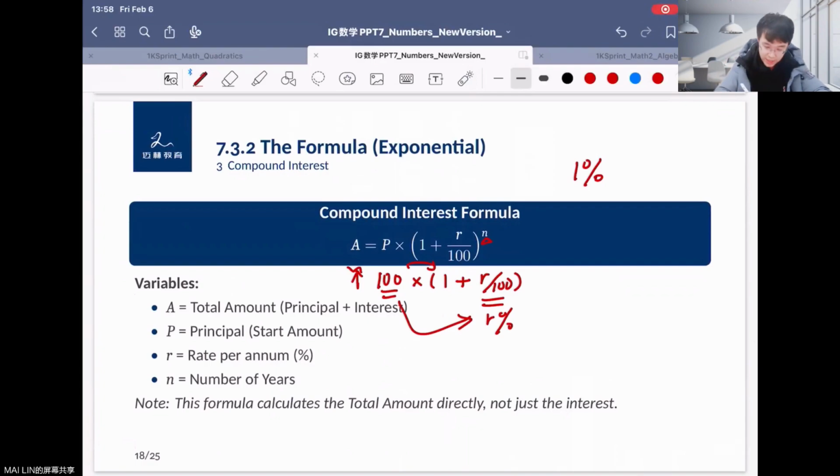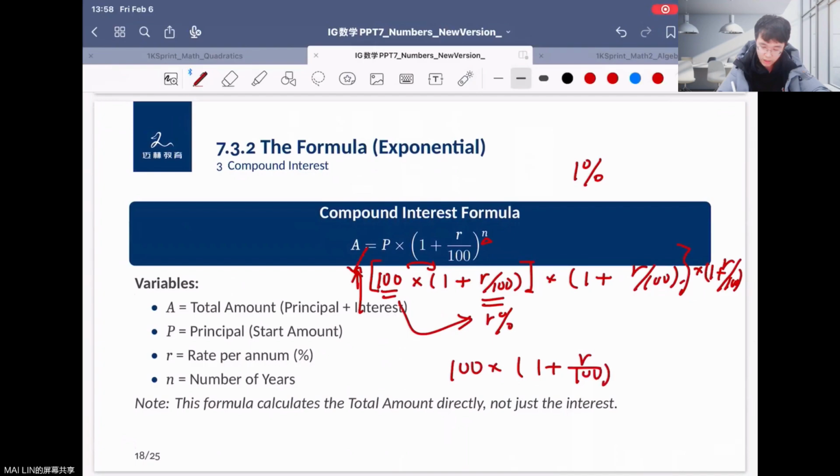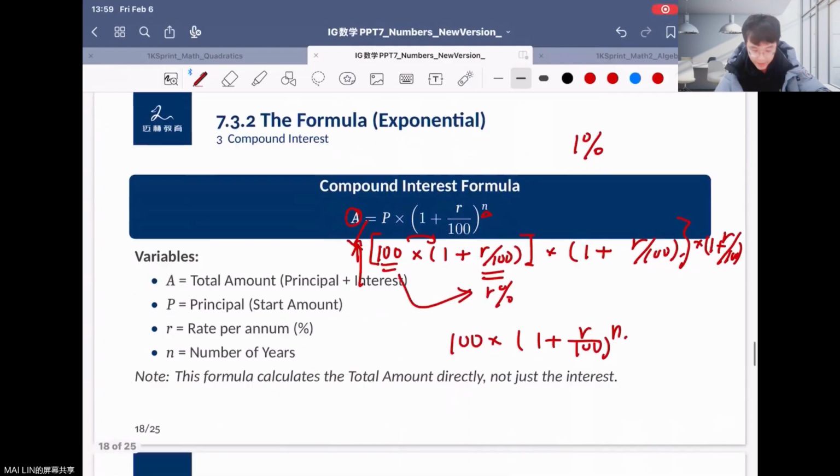When you come to your second year, you use the total amount times (1 plus R over 100) again. In the third year, you again use the total amount times 1 plus R%, which gives you new interest. So after n years, you gain 100 times (1 plus R over 100) to the power of n. That is the formula. A is the total amount, P is the principal or start amount, R is the rate, and n is the number of years.